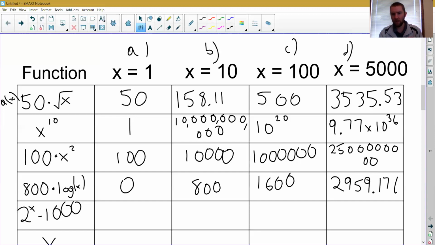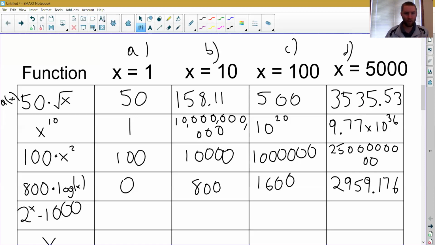And then log of 5,000 multiplied by 800 gets me to 2,959.176. Okay, so as we can see, this one, even though it was way ahead of A, right, when x was 10, and it was still way ahead when x was 100, now at 5,000, it's behind, right? It's losing. So that's not ideal.